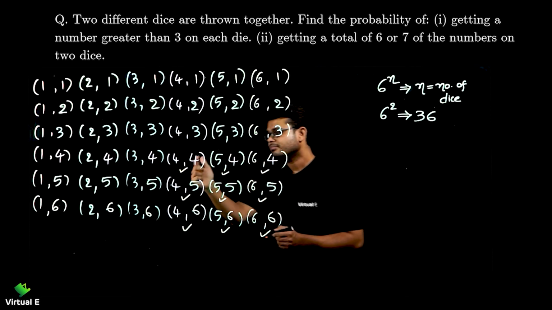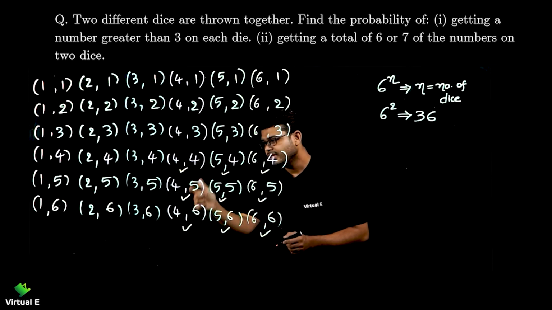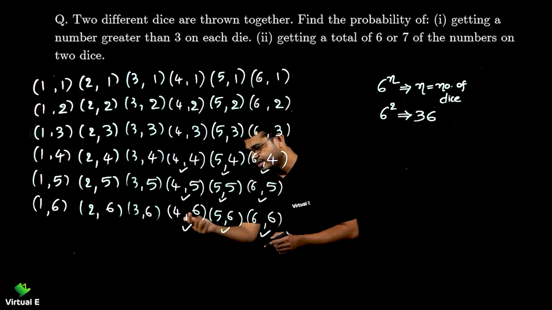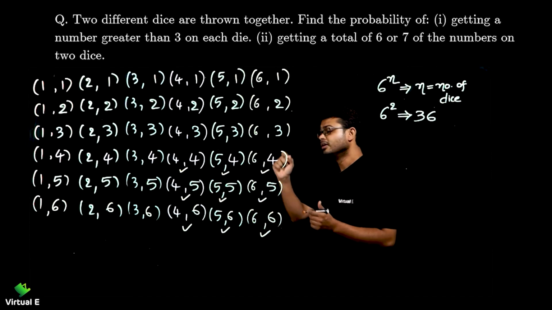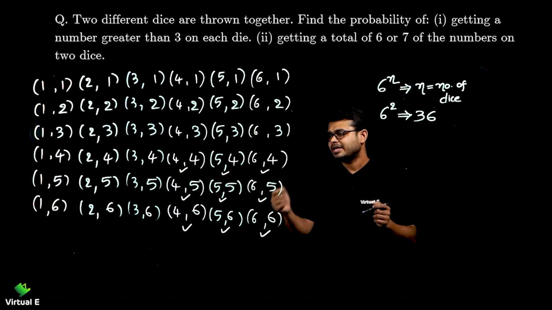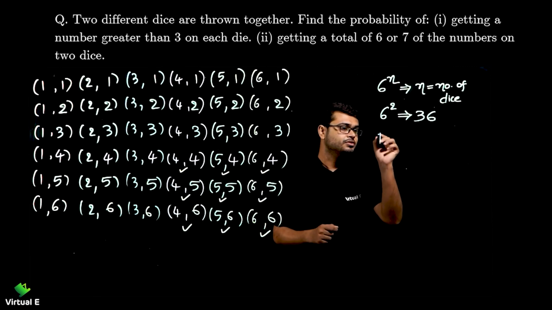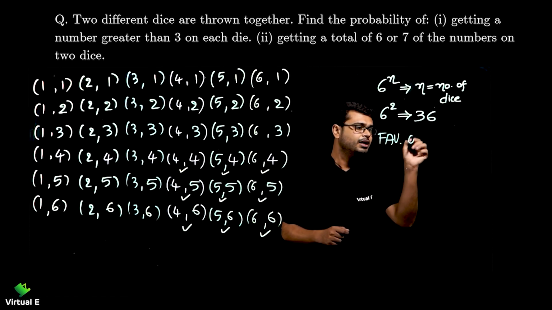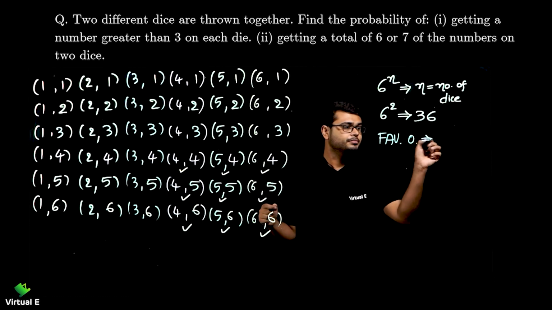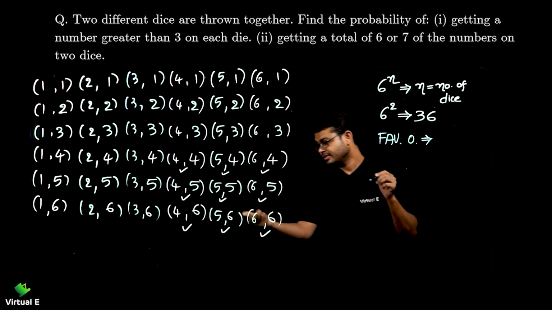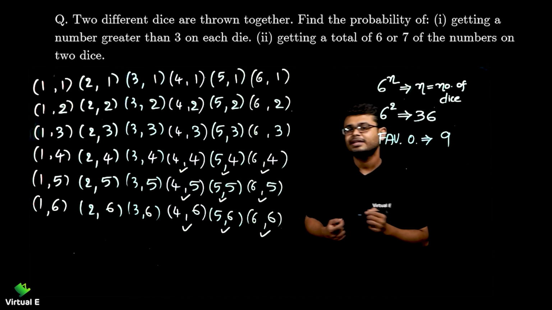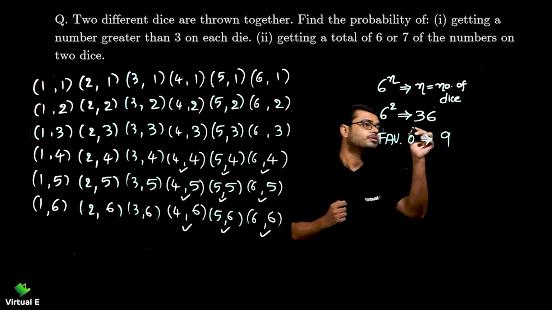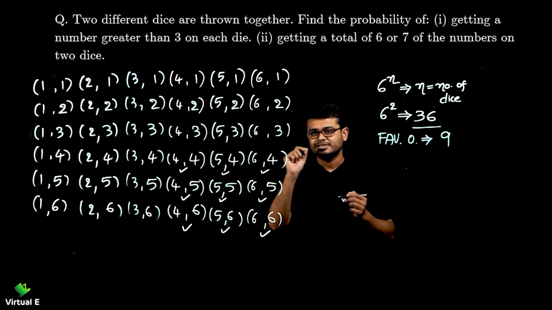Here both numbers are greater than 3 on each dice. You can see over here 4, 6, 5, 6, 4, 5, 6, only those numbers are coming. Good. So let's count the favorable outcomes. Let's count it, 3, so I think it is 9, right? 9 outcomes. So 9 is the favorable outcomes, and total outcomes we already know, that is 36.